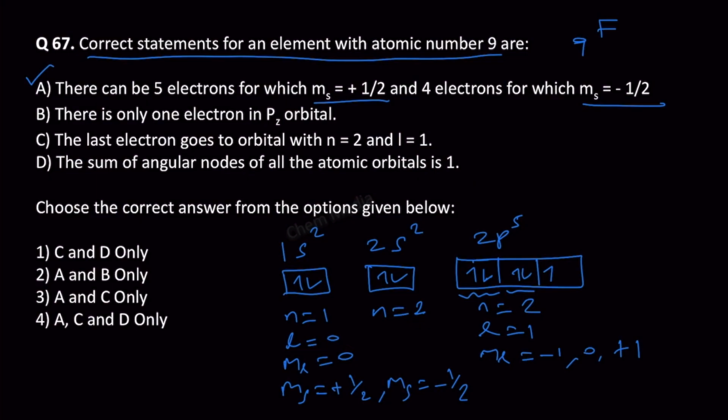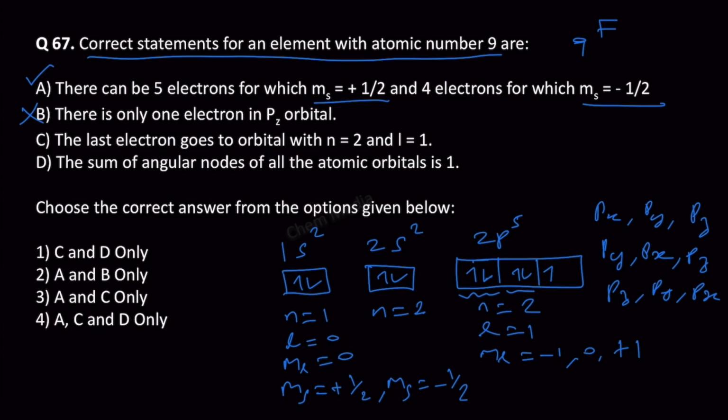Now, statement B indicates that there is only one electron in pz orbital. Though it appears correct, such a generalization is not correct because assigning px, py, pz symbol to 2p orbitals is quite arbitrary. We can even put it this way: py, px, pz, or pz, py, px. So this is quite arbitrary. Therefore, statement B is an incorrect generalization. Therefore, B is definitely wrong.